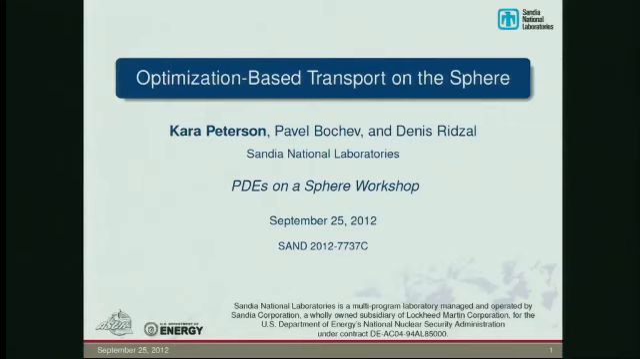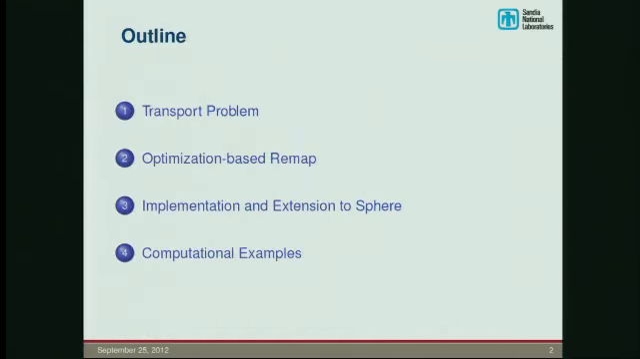So let's get going. Briefly, I'm going to go through the transport problem, which we've already seen quite a bit this morning. Then I'm going to discuss an optimization-based remap that we're using for this. Talk about some details of the implementation and how we're using it on the sphere, and then show some computational examples.